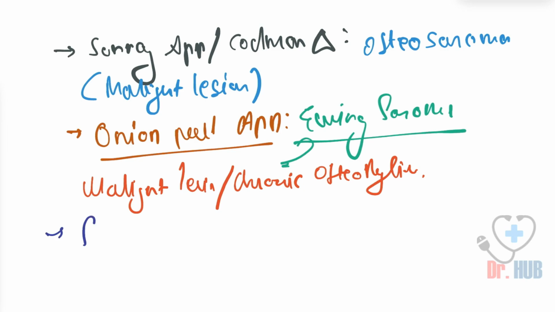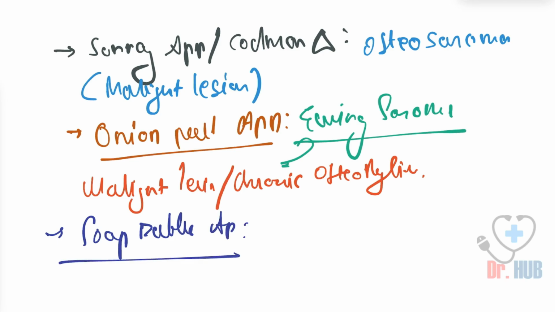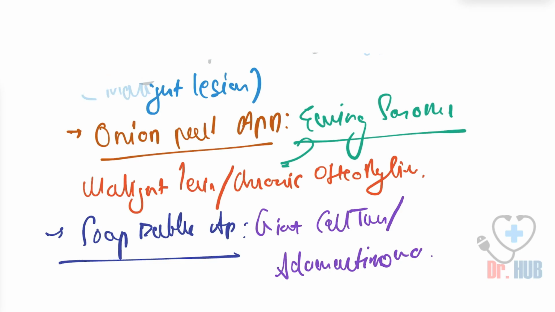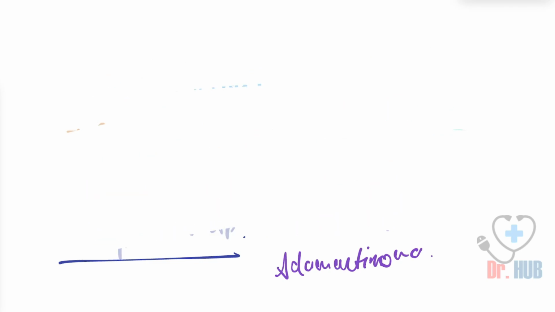Next we look at the soap bubble appearance. So where does the soap bubble appearance take place? It takes place in terms of the giant cell tumors and also the adamantinoma.